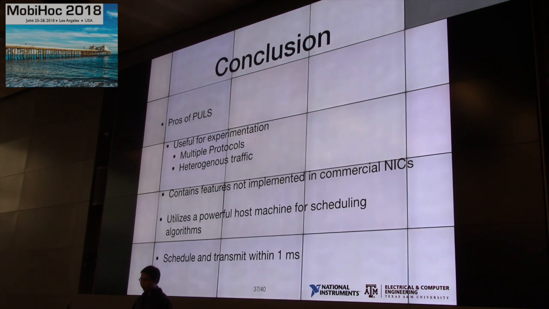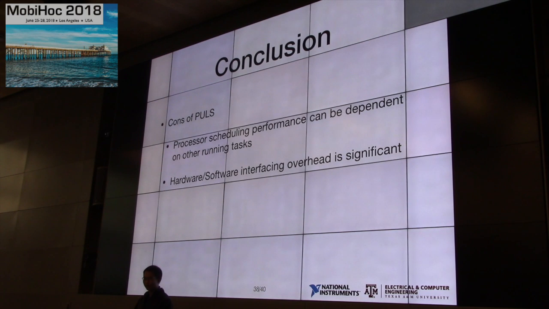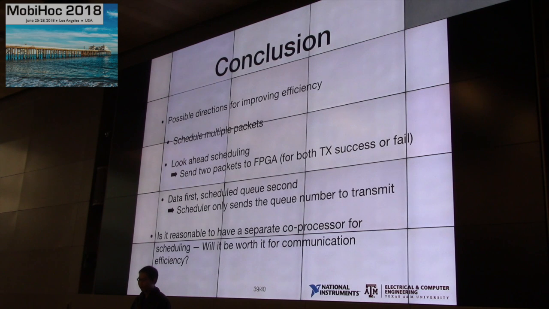And that comes to the cons of PULS, which means that, again, the hardware-software interface overhead is significant, which I just mentioned. But another thing to keep in mind is you're using the processor on the host machine to do different things. So the more things you do on the processor, your scheduling performance may suffer as a result of that. And we have some ideas on how you can overcome some of these problems.